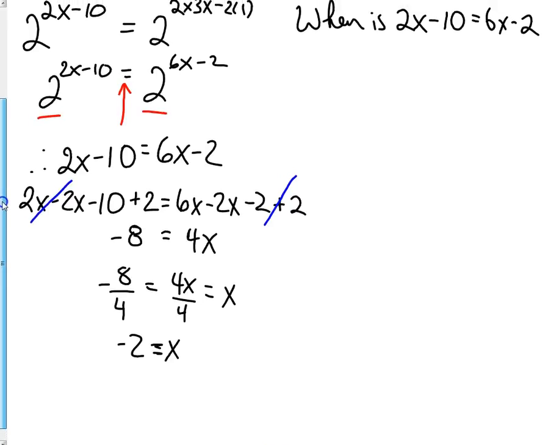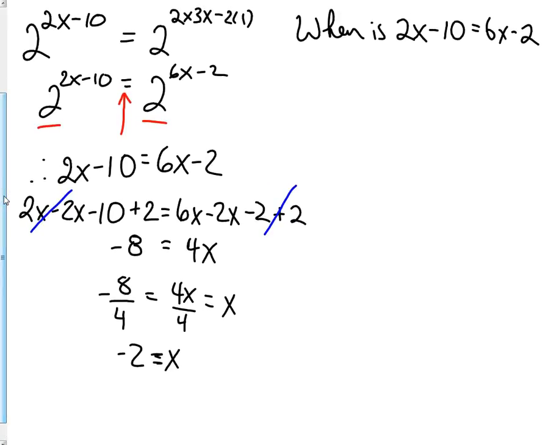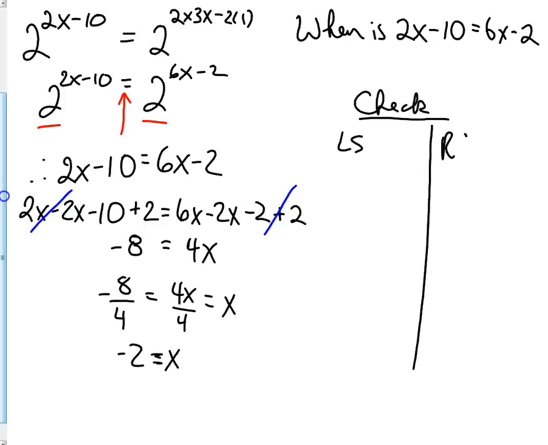And again, I would always go back and check my answer here, and the check will be the last step, just to make sure. Separate the left side and the right side. Whenever you do a check, you're really asking the question, is -2 equal to x? And until we know the left side is equal to the right side, we can't write an equal sign between them.